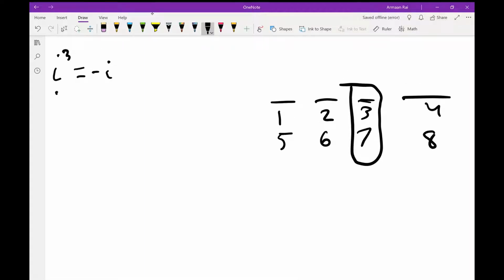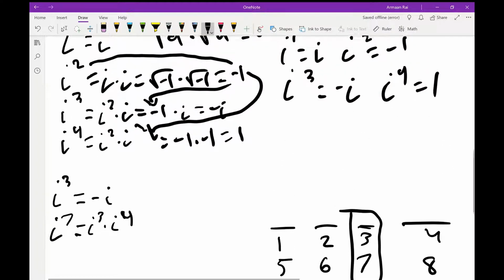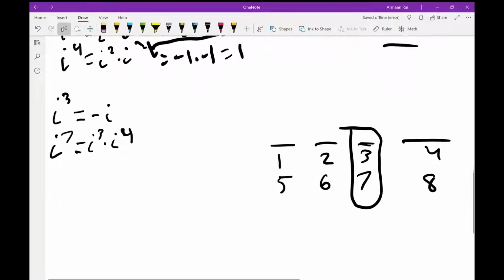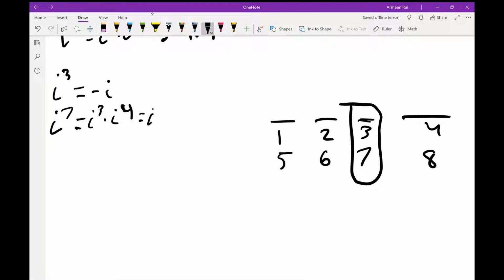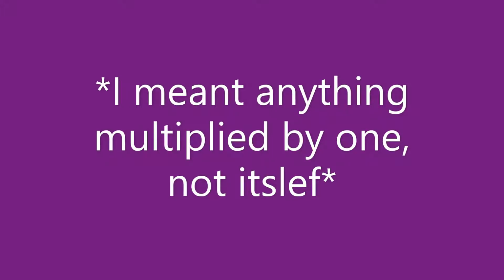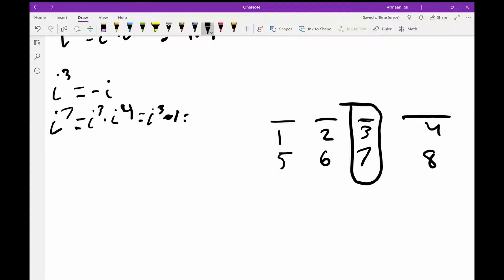Now, let's see what i to the seventh is. Well, we know that i to the seventh equals i to the third times i to the fourth. What's i to the fourth? i to the fourth is 1. We know any number multiplied by 1 is itself. So i to the third times 1 equals i to the third.